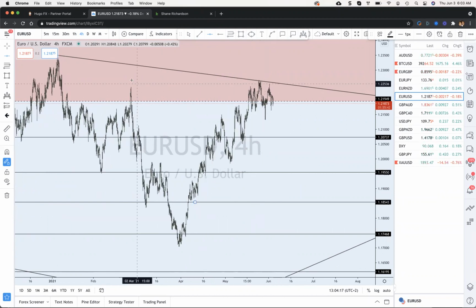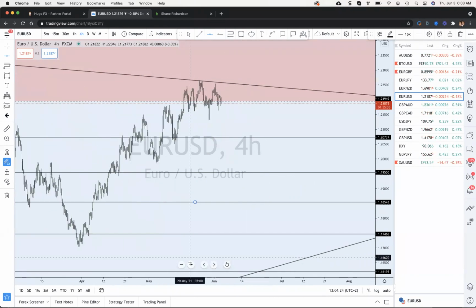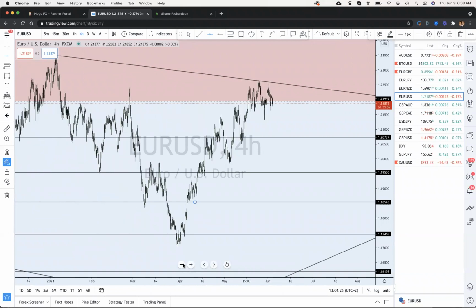So the entry in this case, for me, would have been right here. I would answer that because of the retest of that line. It came down, created a double top, price bounced, and I would have been in the trade already.